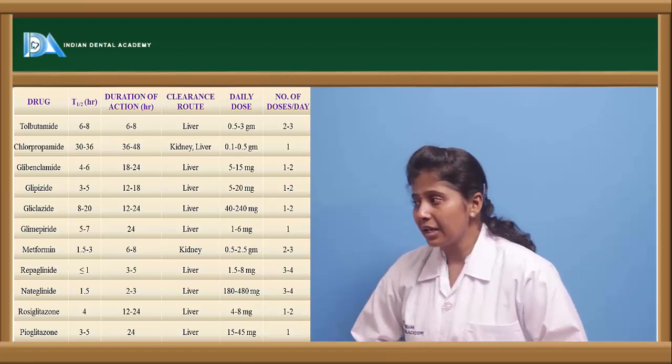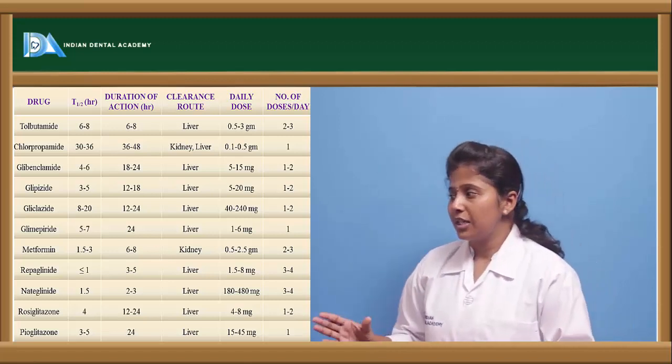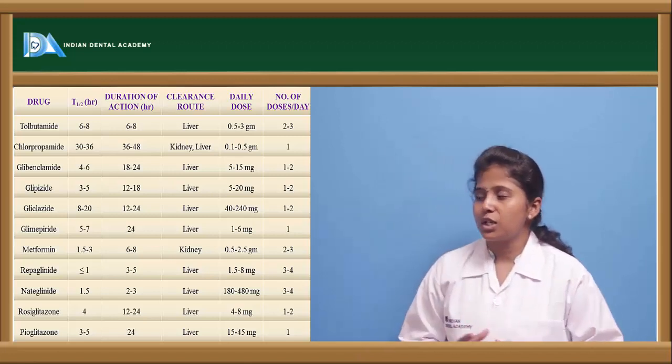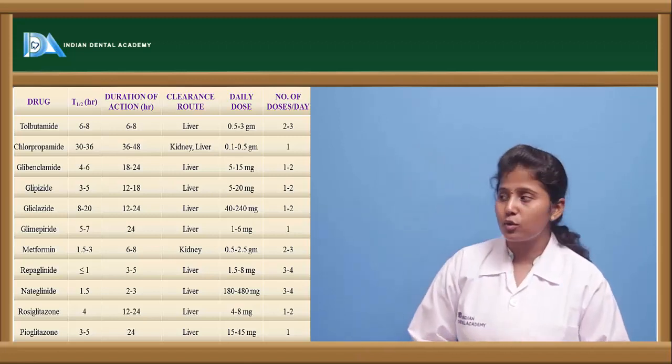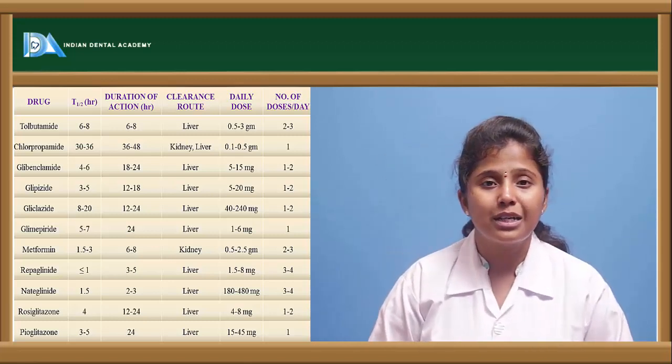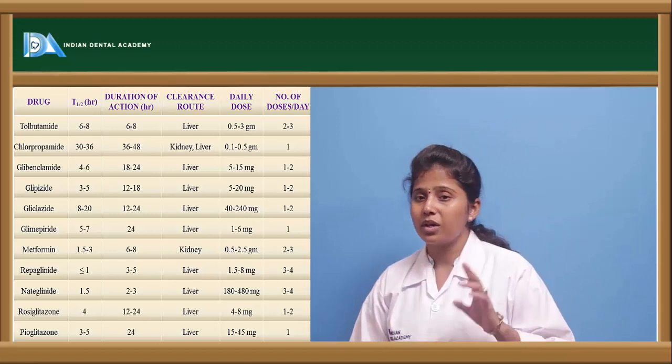The other drug is gliclazide, which has a half-life of about 8 to 20 hours, and the duration of action of this drug is 12 to 24 hours, and it is also cleared through the liver, and 1 to 2 doses are given with a dose of 40 to 240 mg per dose.